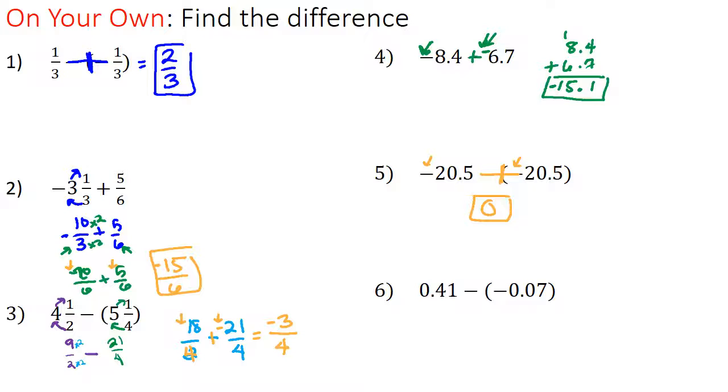Then on this last one right here, we have 0.41 minus a negative 0.07. So again, when we're minusing a negative, we can turn this into a giant plus sign and know that we are adding 0.41 and 0.07. So we can just say this is positive and this is positive, and we can just treat it like normal addition. So 0.07 plus 0.41, and we're going to end up with 8 and 4 in the decimal places. So we're going to end up with 0.48 for our answer.